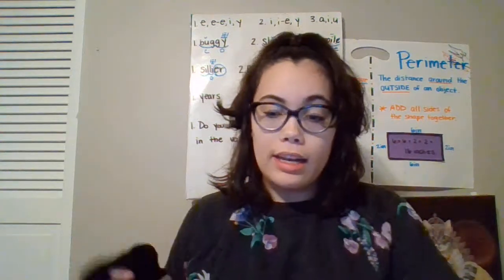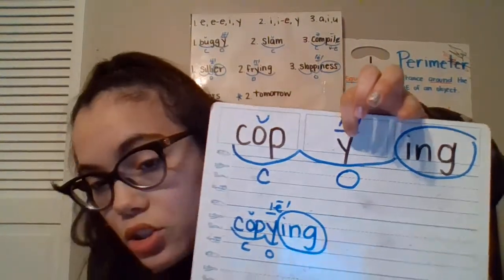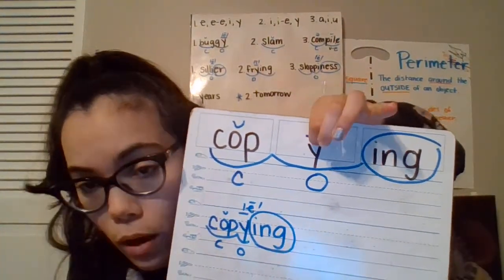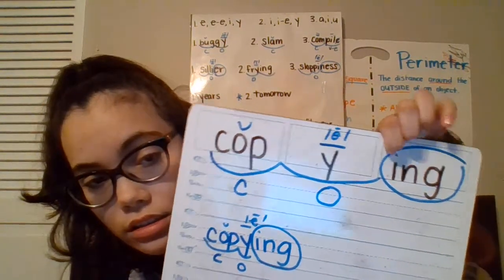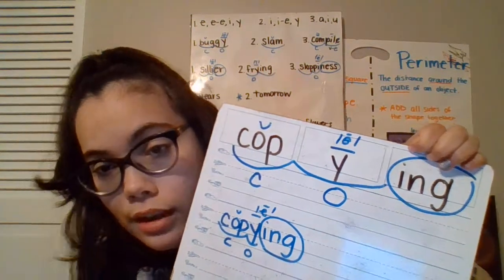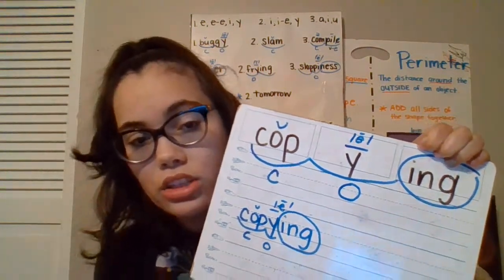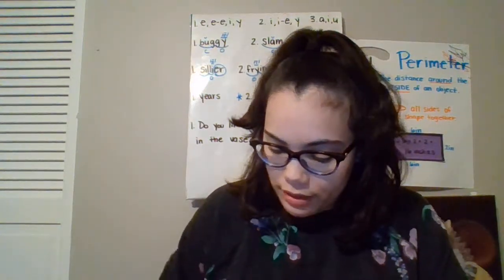This is what I want you to do. Practice marking these with the Y at the end and knowing if you need to change the Y to an I. Why did this Y stay a Y? Well, look what's right here. If you had two I's next to each other, it would look weird. And there aren't really any words in the English language that do that. So that's why that Y didn't turn into an I.